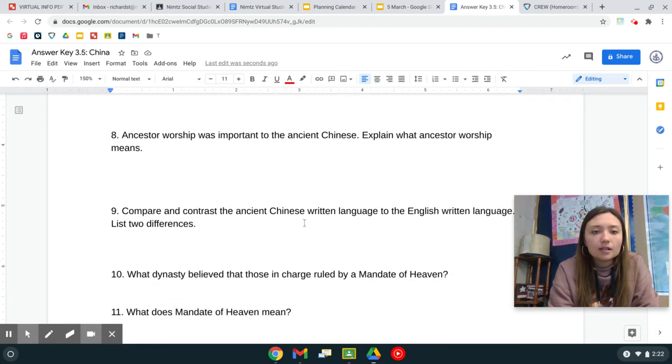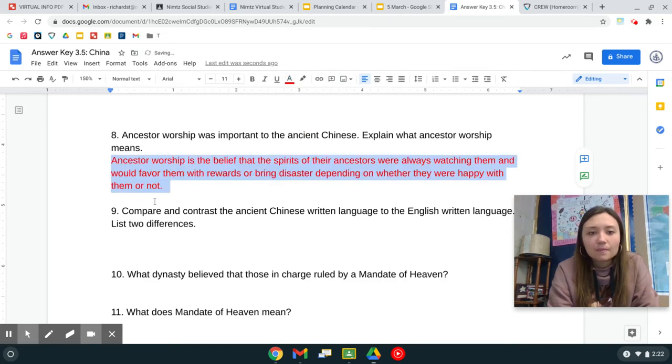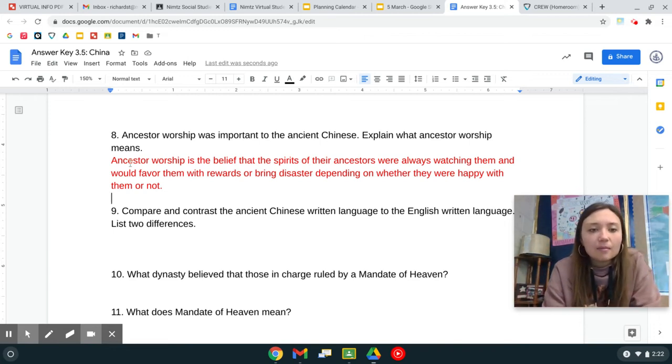All right. Number 8, ancestor worship was important to the ancient Chinese. Explain what ancestor worship means. What does it mean? And I think of the movie Mulan when I hear this, and I don't know if you guys have seen that movie again, but Mushu, the dragon, is my favorite, and he is kind of a part of that ancestor worship scene where they're all in the little temple there in Mulan. But it's the belief that the spirits of their ancestors were always watching them and would favor them with rewards or bring disaster, depending on whether they were happy with them or not.